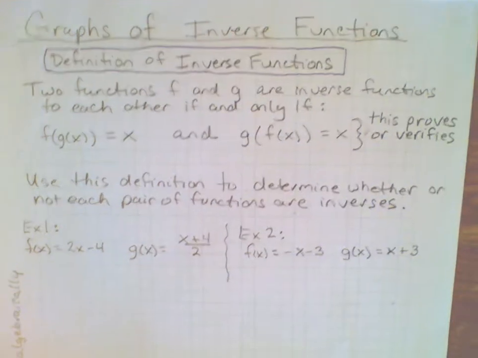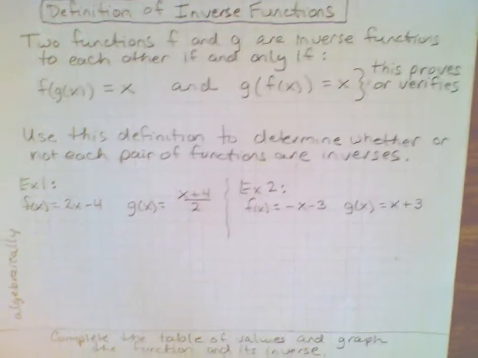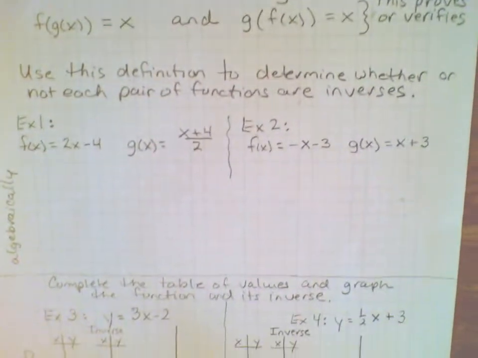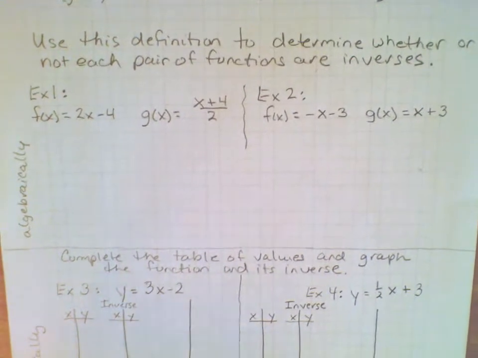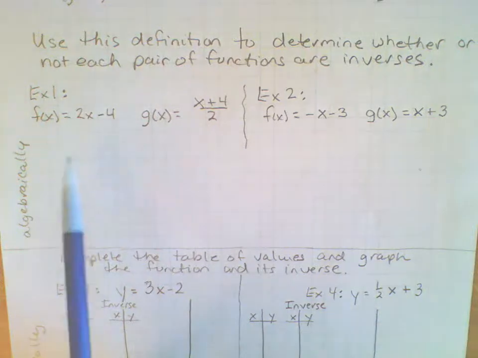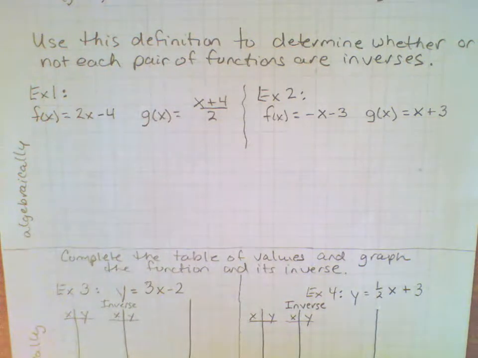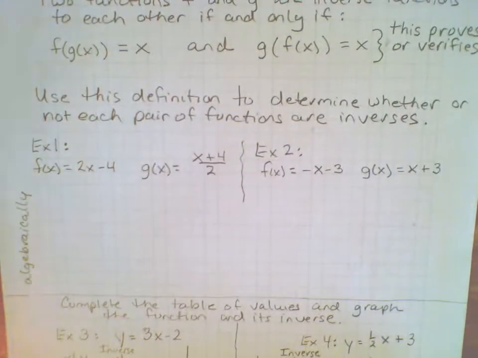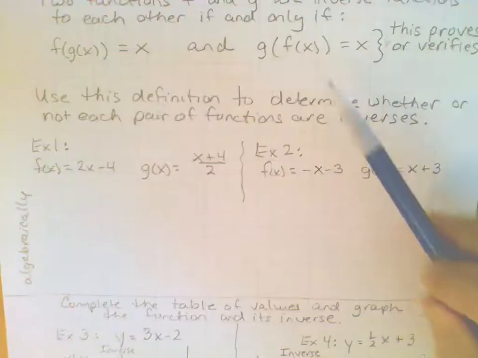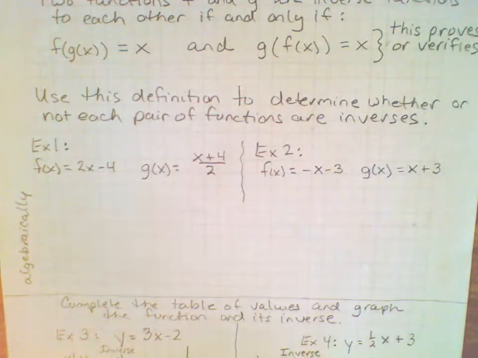So we're going to do a couple down here. This is the algebraic way to prove that two functions are inverses, or disprove if they're not inverses. So I put on the side, this is algebraically how you would do it. You're going to start out with two functions. So I've got f and g. I'm going to perform the two compositions. So that would be the f of g of x and the g of f of x.